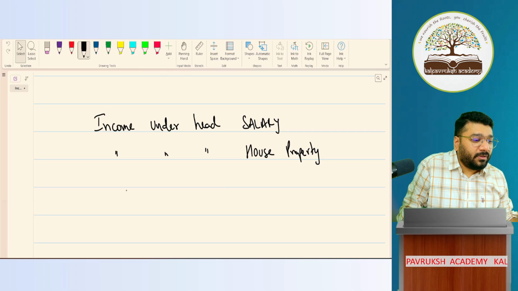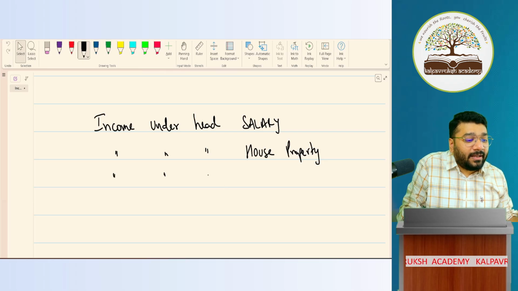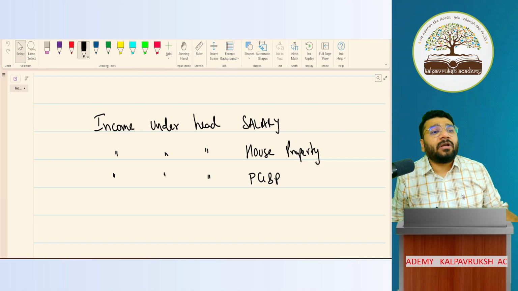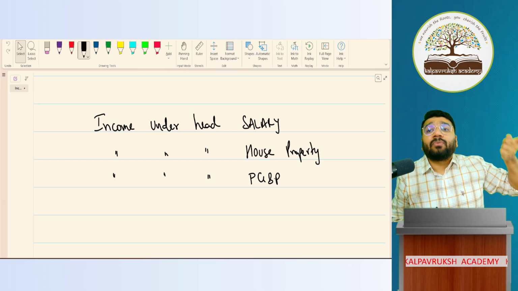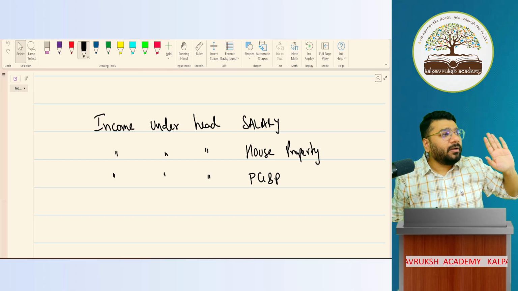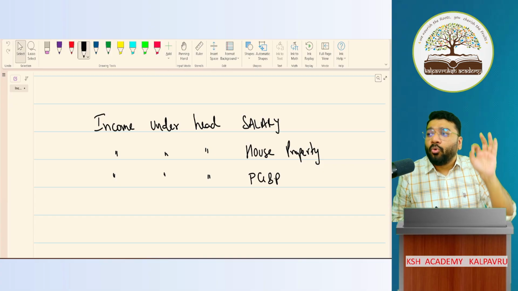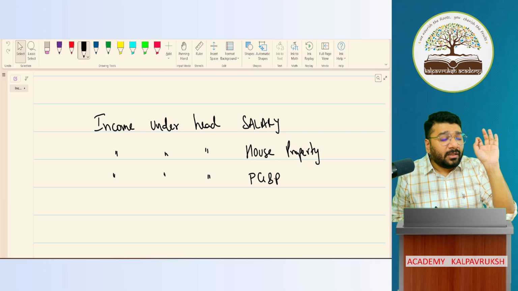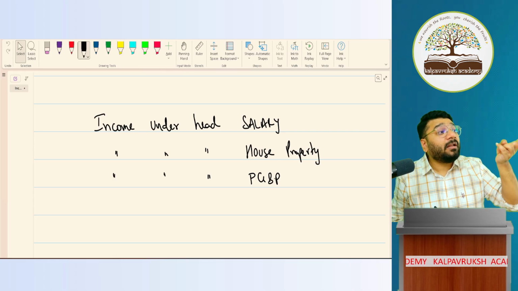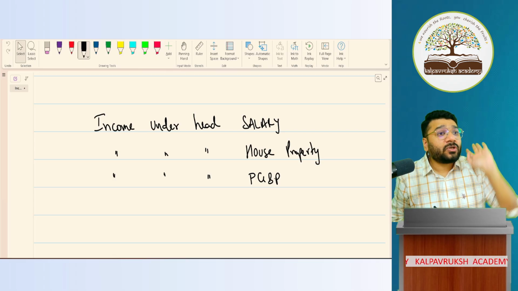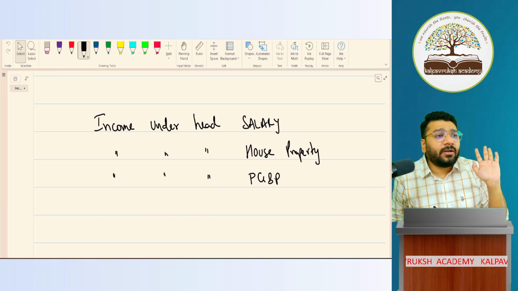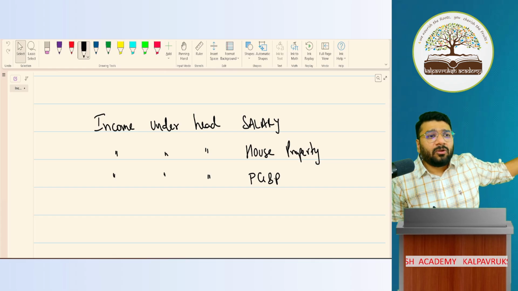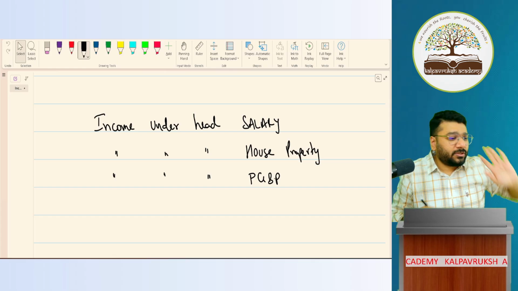Third is income under the head PGBP. P stands for profit: profits and gains from business and profession. In short, whatever business you do, whatever profession you do, the gain or profit you earn from that is called income under the head profits and gains of business and profession. Do you need to remember this? Not required. This is only for your knowledge.